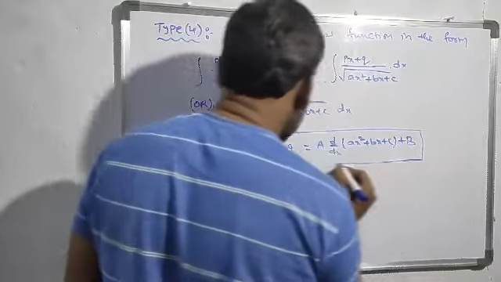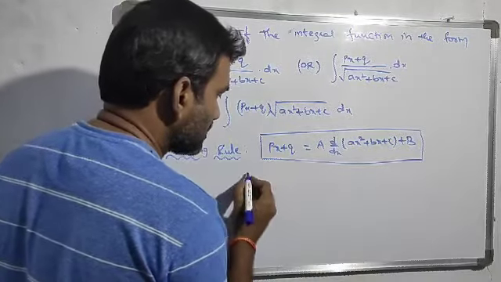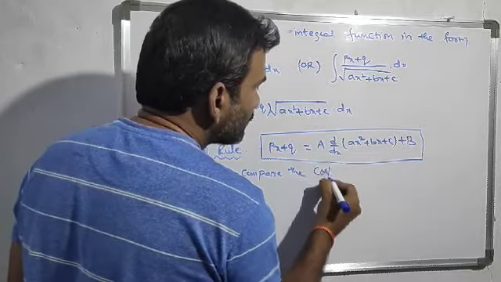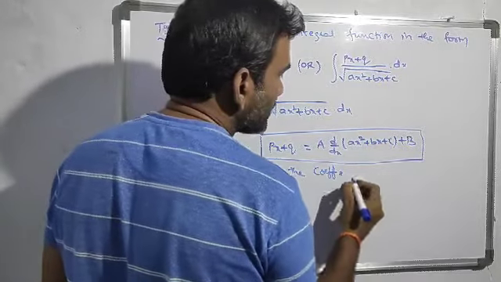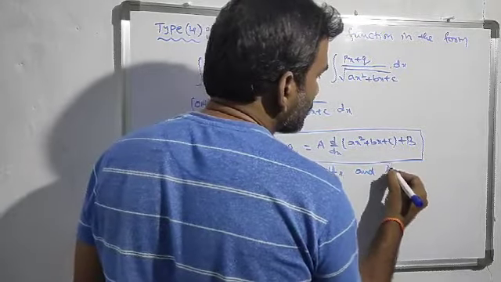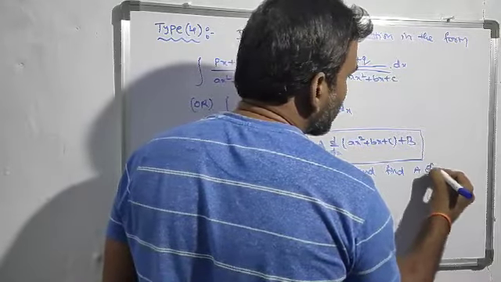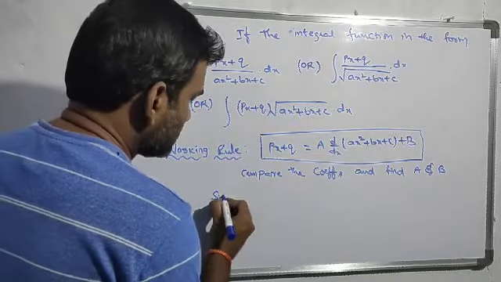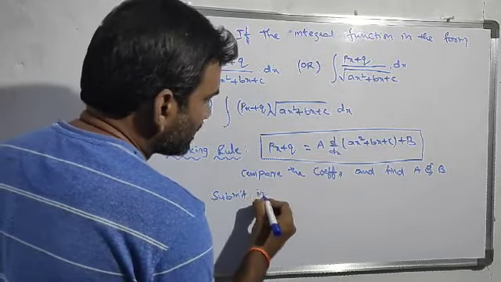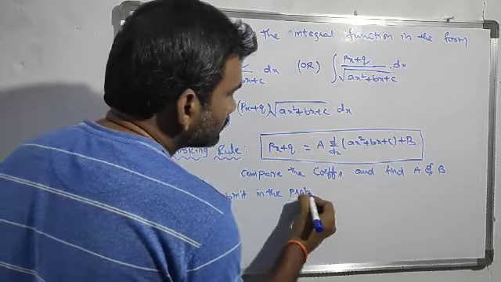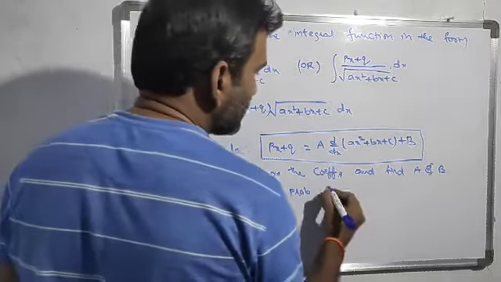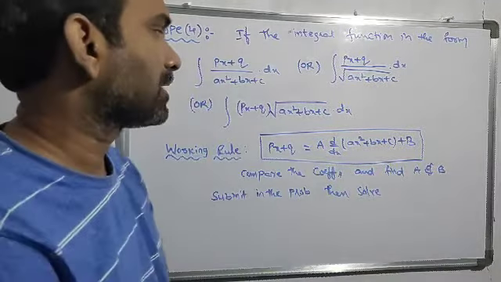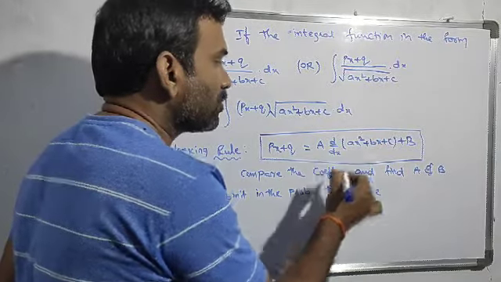You have to take this condition, compare the coefficients and find the capital A and capital B values, substitute in the problem, then solve. Then we will get the idea, and then we have to solve. So this is our working rule.